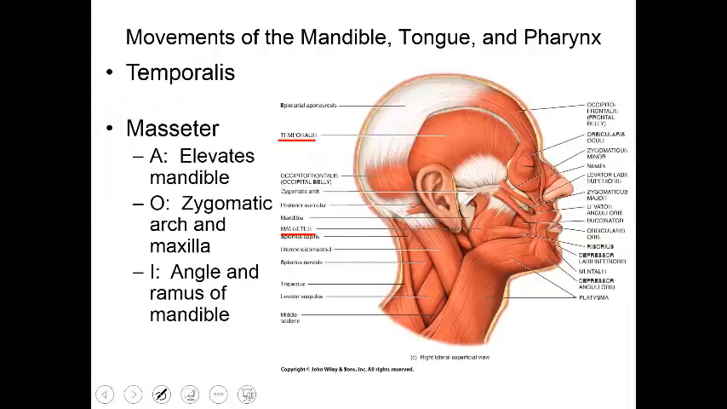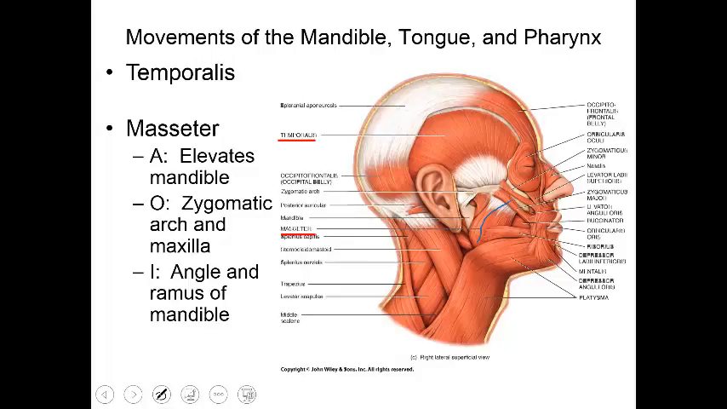Went over the temporalis muscle. The next muscle that helps with mastication is the masseter. It is a very obvious muscle right here, and it's kind of oriented somewhat perpendicular to the zygomaticus pair and the risorius. This guy right here. So that is the masseter.